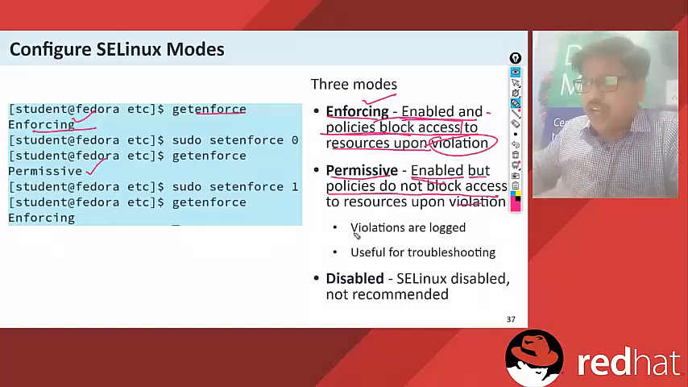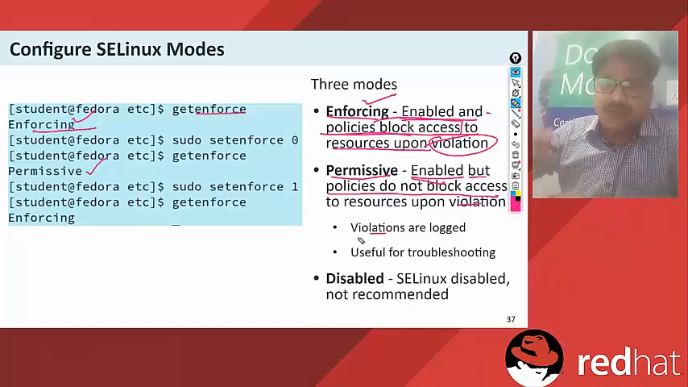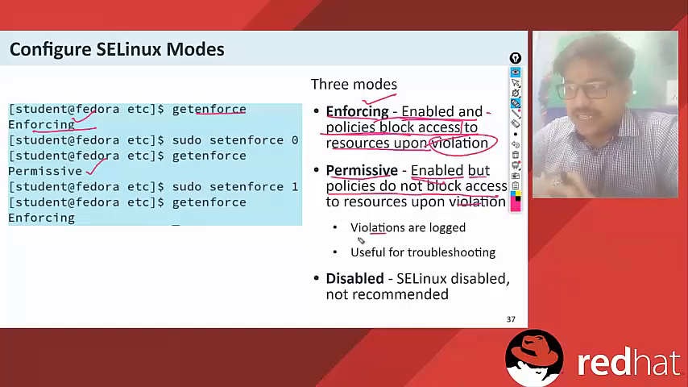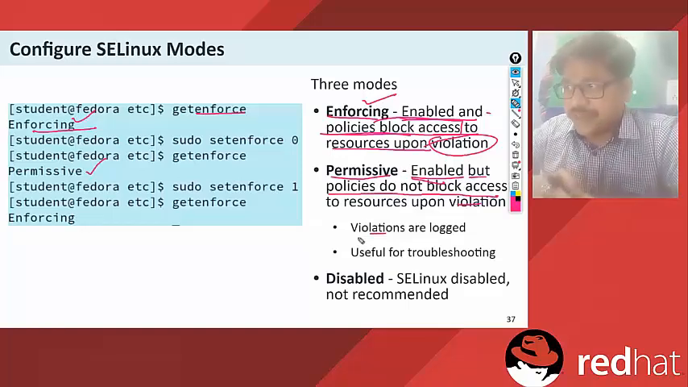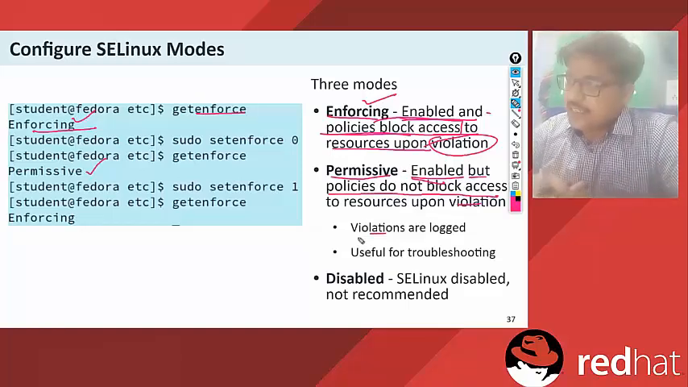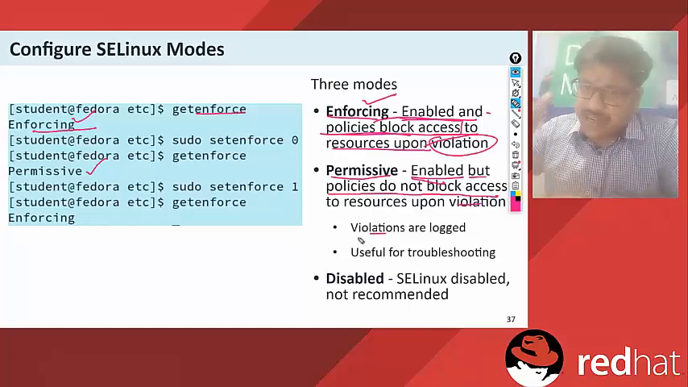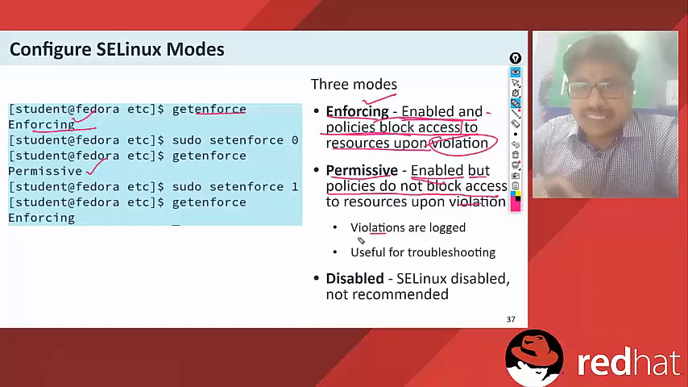The violations are logged, meaning whenever a violation happens, for example anybody trying to access an undefined resource, it will not be blocked. It will just log the information that this person did some illegal task. Later on it is useful in troubleshooting when you find any problem, so you can troubleshoot by checking the logs.